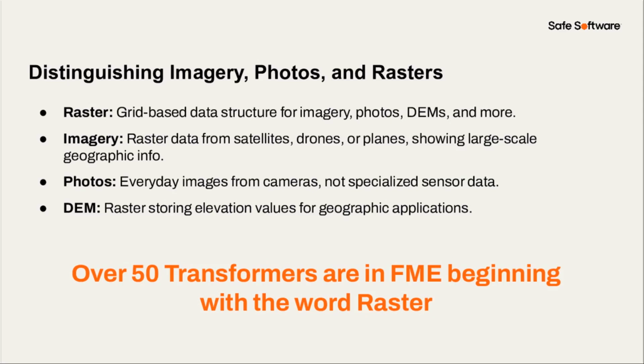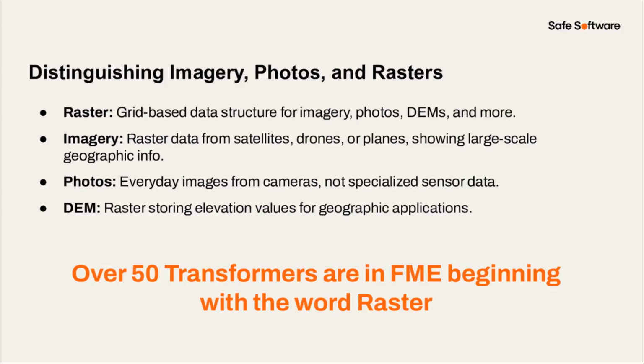But what do we mean when we talk about imagery? Firstly, we need to distinguish between imagery, photos, and rasters. A raster is the technically accurate term for a data structure that organizes information in a grid of pixels. Imagery is a type of raster typically captured by sensors on satellites, planes, drones, or other platforms. Photos, I'm sure we're all familiar with photos. It's a more generic term, commonly used to describe images captured by cameras.